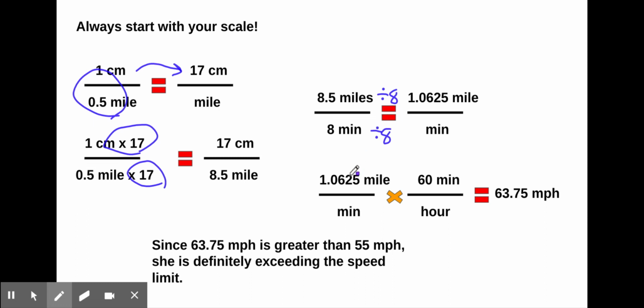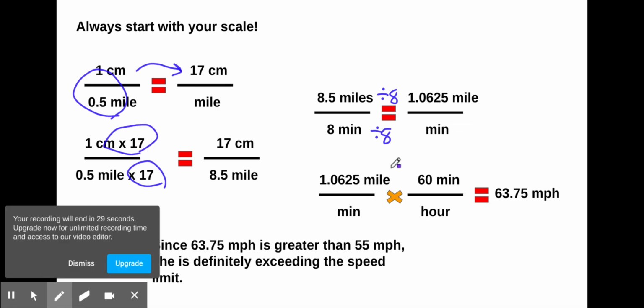So 1.0625 miles per minute. To get to an hour, we've got to multiply by 60, right? So times 60, and we figure out that we're doing 63.75 miles per hour. So yes, she is exceeding the speed limit. All right, I'm going to have to exit out here for a second, and then I'll continue in the next one.